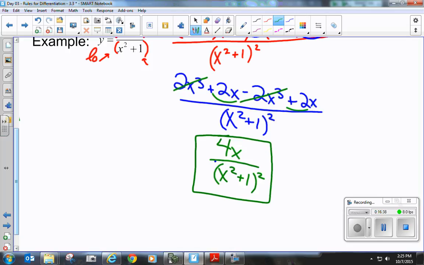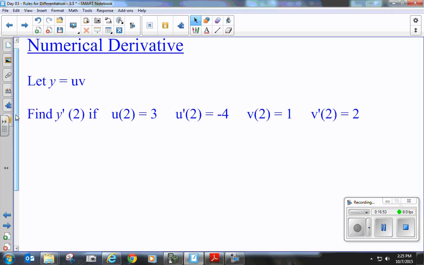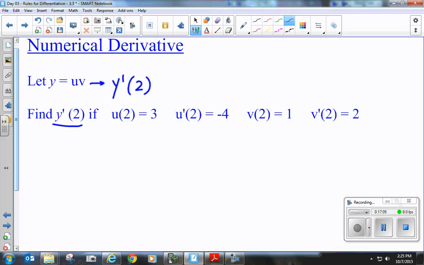All right? You want to impress me and pull that out? Go nuts. You sure? Great. All right. Numerical derivative. Okay, numerical derivative. Let y equal uv. They want you to find y prime of 2, which means I need to figure out what y prime is and then throw in a 2.